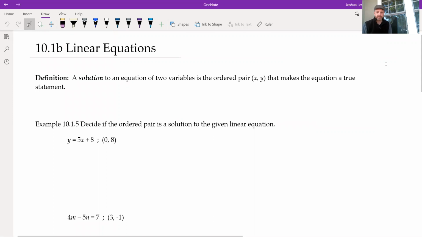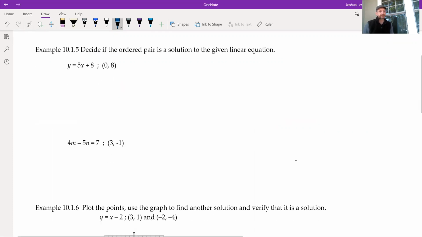So a solution, right? We know what equations are. A solution to an equation of two variables is the ordered pair (x, y) that makes the equation a true statement. So what do I mean by that? Well, let's see. Decide if the ordered pair is a solution to the given linear equation. So we have y equals 5x plus 8. Now remember that x is first and y is second.